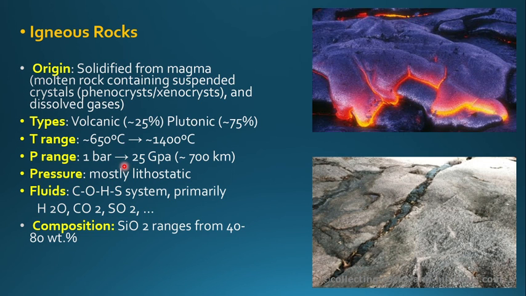Then what are the combinations present in igneous rock? What are the combinations not present in igneous rock? What are the two facts about igneous rock? That is petrography and petrogenesis. And finally, the origin, pressure, temperature, fluid and composition present in igneous rock.